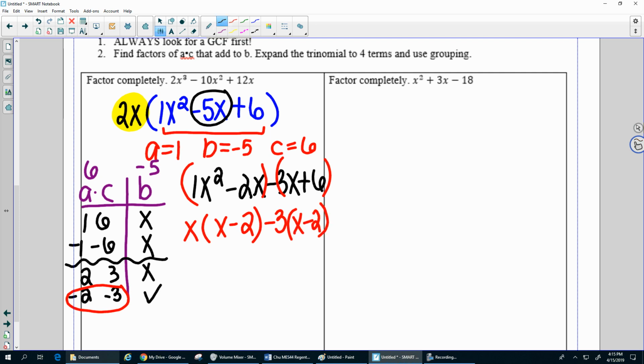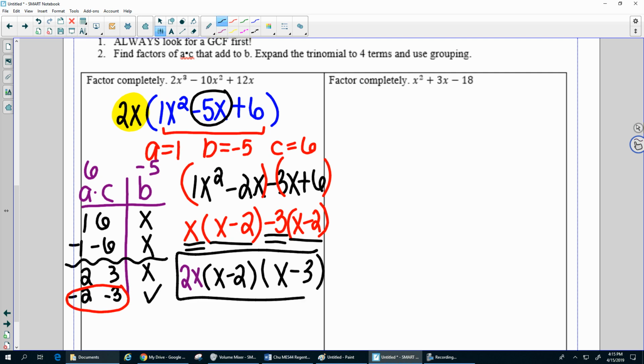I know we're on the right track because our parentheses are the same. I see that twice, I'm going to write it once. X minus 2, and your other factor is going to be what's left. Now keep in mind, this x minus 2 times x minus 3 was only the blue part of your polynomial. You need to make sure you bring down that 2x from the beginning. Don't forget about it. So this is what it looks like, completely factored.